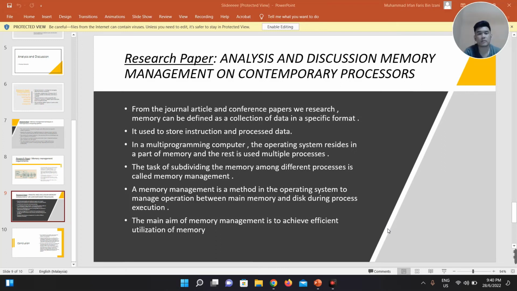In a multi-programming computer, the operating system resides in a part of memory and the rest is used by multiple processes. The task of subdividing the memory among different processes is called memory management. Memory management is a method in the operating system to manage operations between main memory and disk during process execution. The main aim of memory management is to achieve efficient utilization of memory. That's all from me. Thank you.